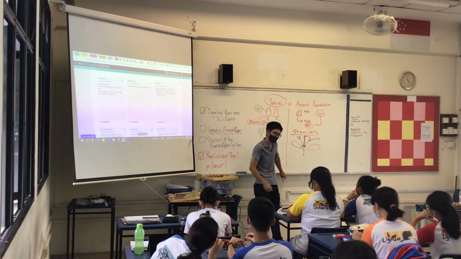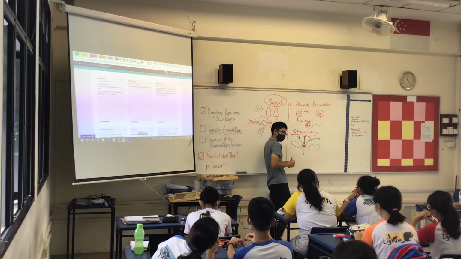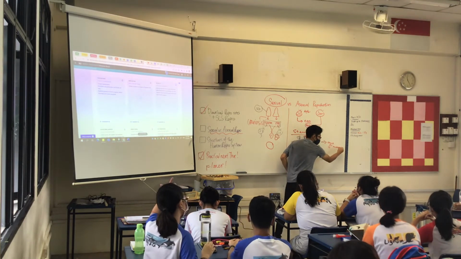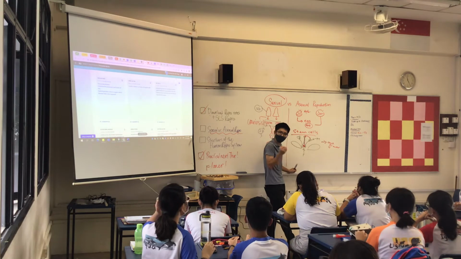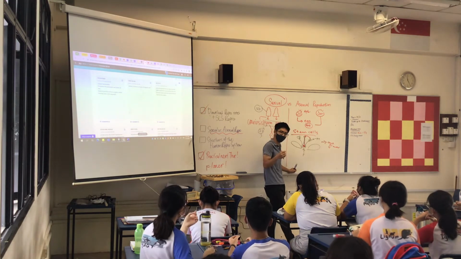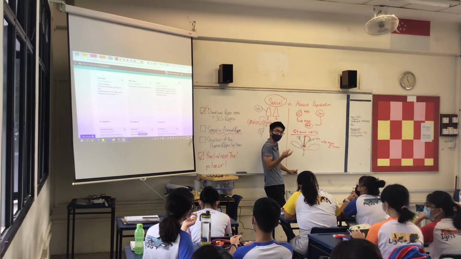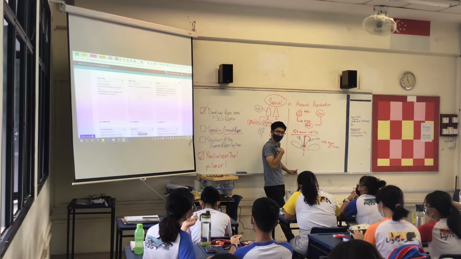Okay, why asexual? Okay, only one flower. Only one flower. Okay, but then you say sexual can only involve one organism. Do you have an example of an organism that can carry out sexual reproduction by itself?